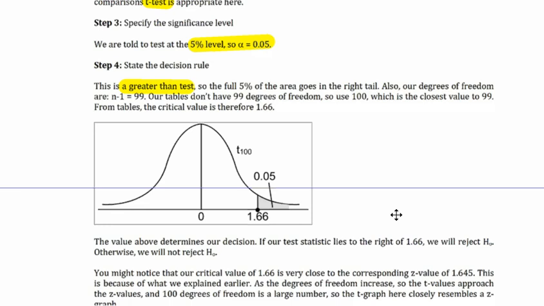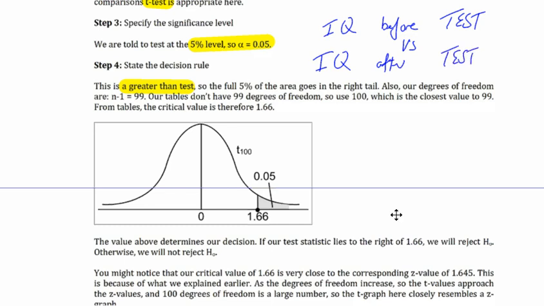Can you see why this is a greater than test? Why is this a greater than test, guys? Because we had the IQs of the children before the test, and I'm trying to compare that versus the IQs of the children after the test. I want the IQs of the children after the test to be greater than. Can you see that's why I'm in the right tail? It's a single tail test. The entire 5% level of significance goes and sits there in that particular tail. If you read off the t-tables, you'll get your critical value to be 1.66.